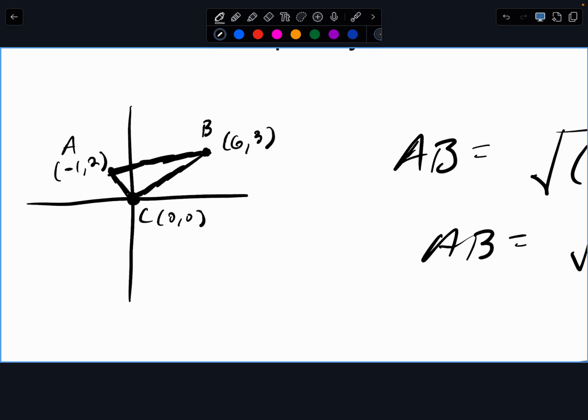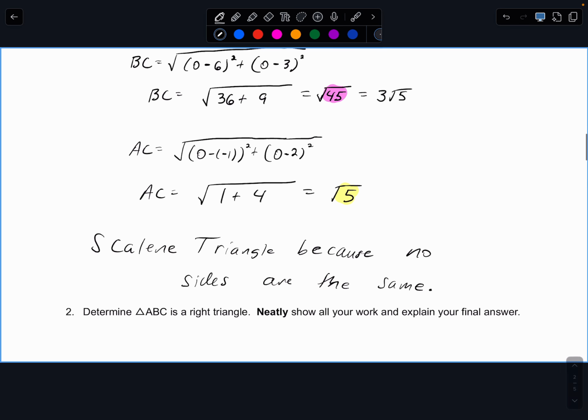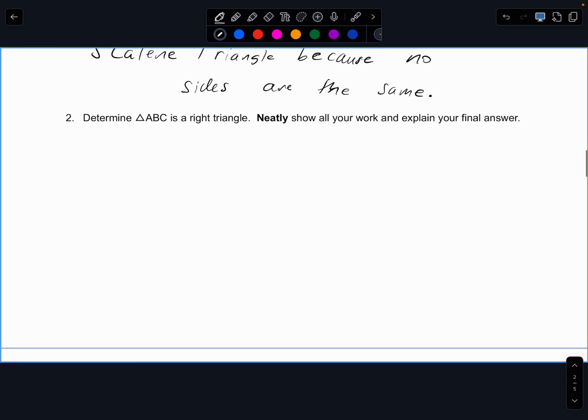Slope of both lines. Because if they're perpendicular, what do we know about their slopes? They're opposite reciprocals. And if we know that the slopes are opposite reciprocals, where they would intersect would create a perpendicular, exactly a 90-degree angle. So let's find the slopes of all these segments.